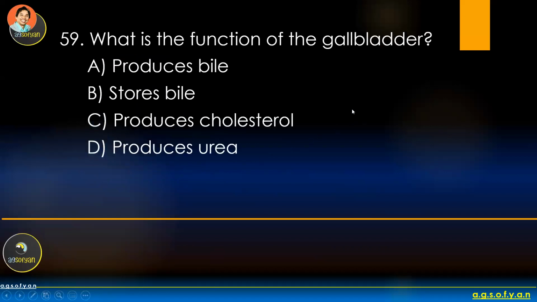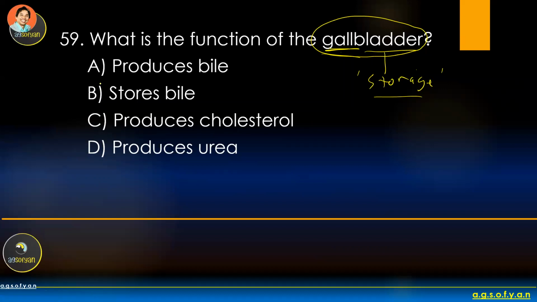What is the function of the gallbladder? A, produce bile, B, stores bile, C, produce cholesterol, or D, produce urea. The gallbladder function is only for storage, because a bladder actually means storage. You have the urinary bladder, which is the storage of urine. Now you have the gallbladder, which is the storage of gall. So this stores the bile. And the main component of bile is actually cholesterol. So it stores bile.